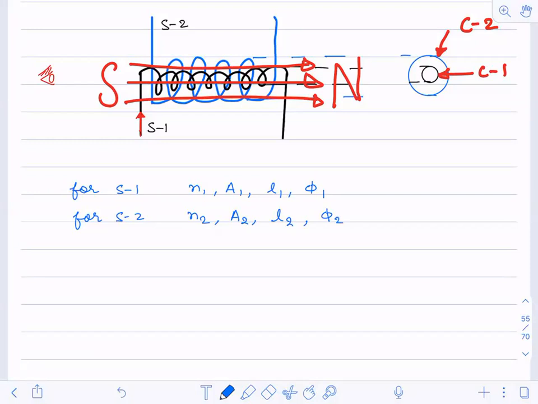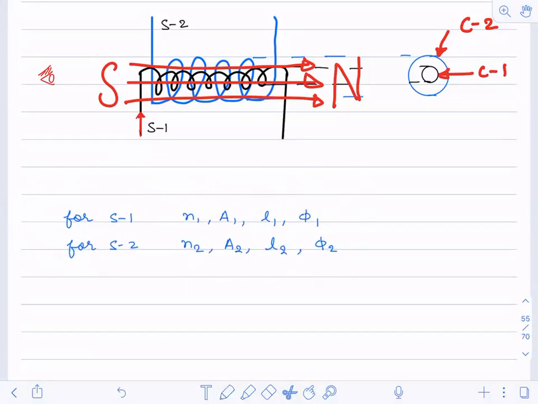Now, what I'm assuming is that both solenoids have the same length. So this I can remove, and I can remove this also. Is it fine?